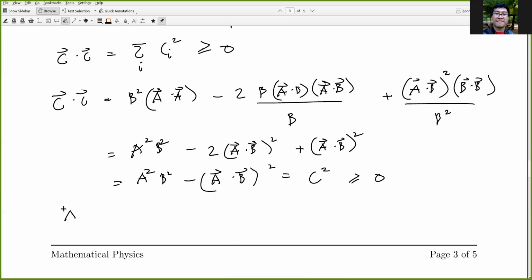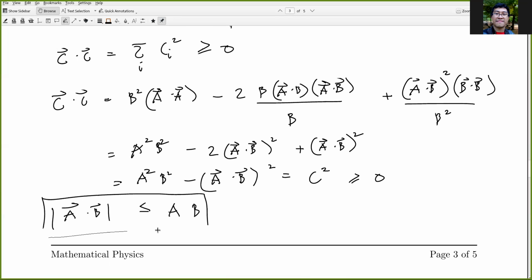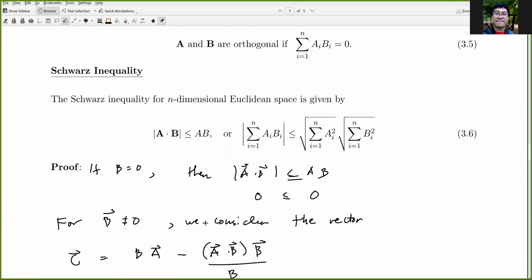Which means that if you take the magnitude of A dot B, then (A dot B) squared is just the magnitude of A dot B squared. You take the square root of both sides, so you can write the magnitude of A dot B is less than or equal to the square root of this times the square root of this, and that's what we want to show. Okay, that's our Schwarz inequality here.